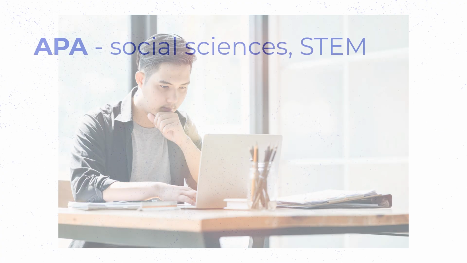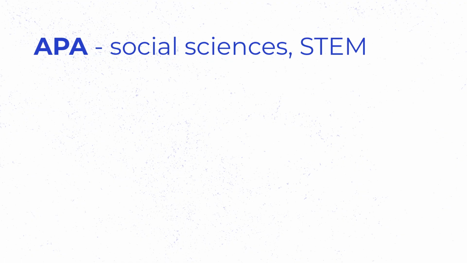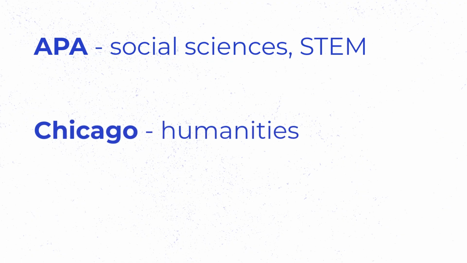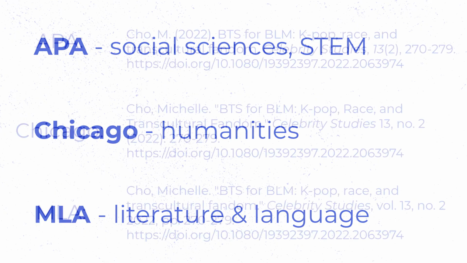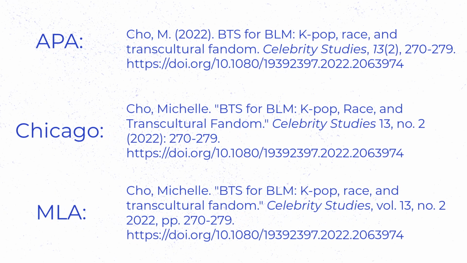There are a bunch of different citation styles, but we're going to focus on the three most common ones. APA, or American Psychological Association, which is used in social sciences like psychology and education, but also in many hard science and STEM fields. The Chicago Manual of Style, which is used in humanities fields like history and art. And MLA, or the Modern Language Association, which is used in literature and language fields. And here's the article in all three citation styles.